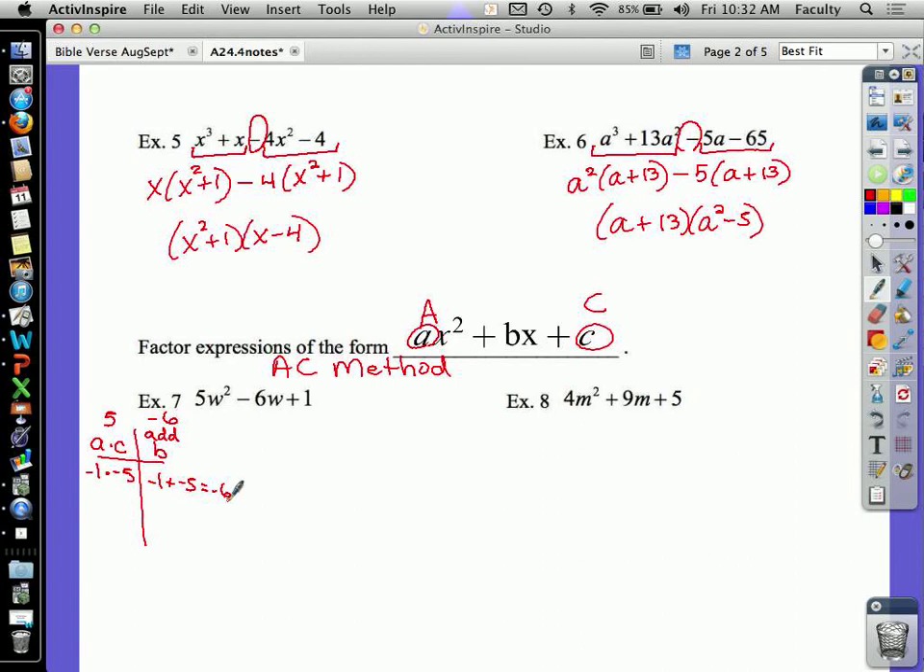So watch what we're going to do. We're going to take the 6w and break it into minus 1w minus 5w plus 1. And every line has to be equivalent to the line above it. So look, minus 1w minus 5w, in fact, is equal to the line above, negative 6w. Then look, I created 4 terms, and I know how to do this. So I'm going to do factor by grouping.